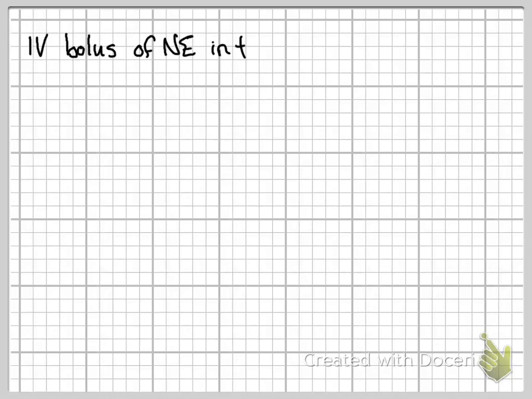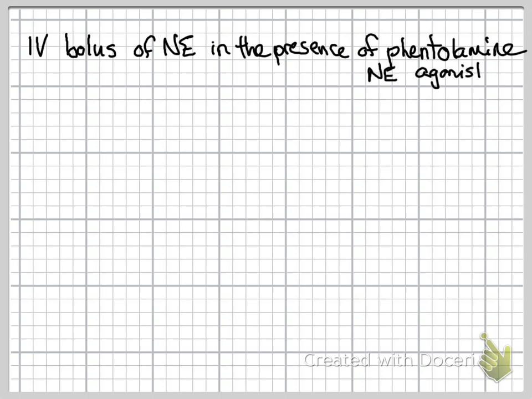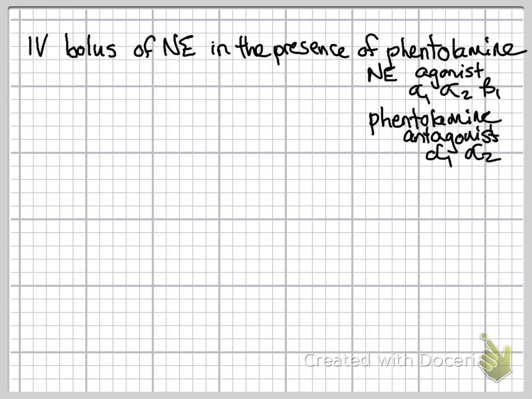In this next recording, we're going to look at what happens when we give an IV bolus of norepinephrine in the presence of a consistent infusion of phentolamine. So remember, norepinephrine is an agonist of alpha-1, alpha-2, and beta-1 receptors, and phentolamine is an antagonist of alpha-1 and alpha-2 adrenoceptors. We'll begin by drawing our diastolic pressure, our systolic pressure, our mean arterial pressure, and also our heart rate on this tracing.